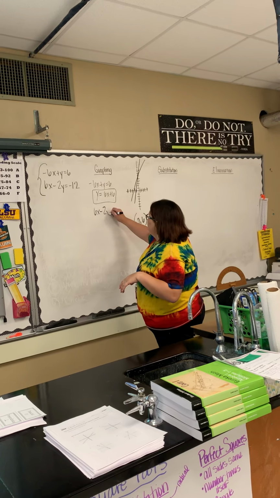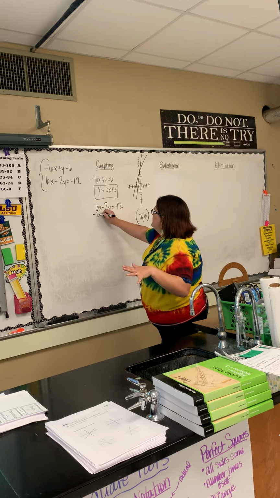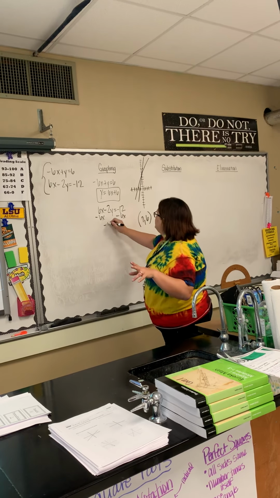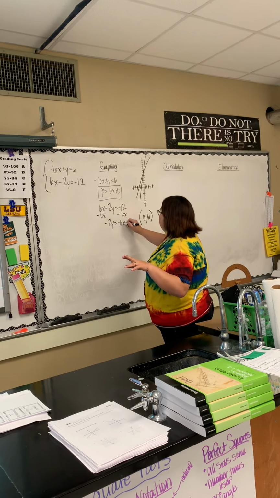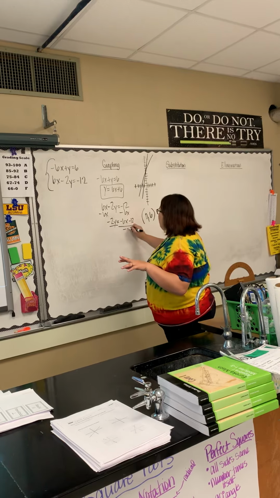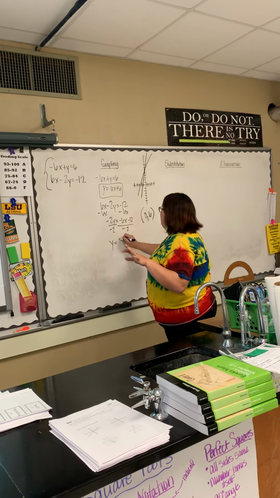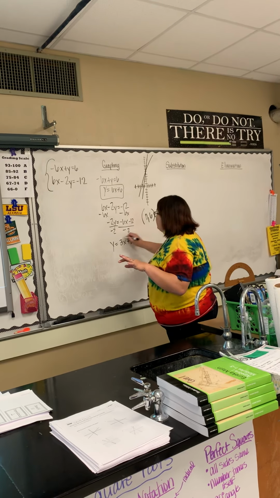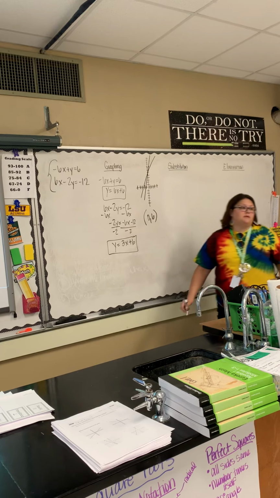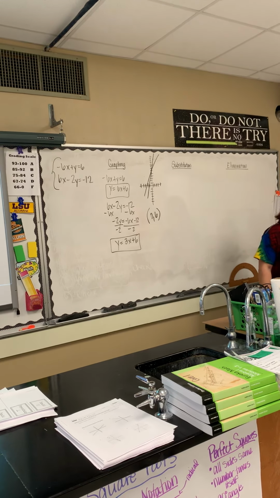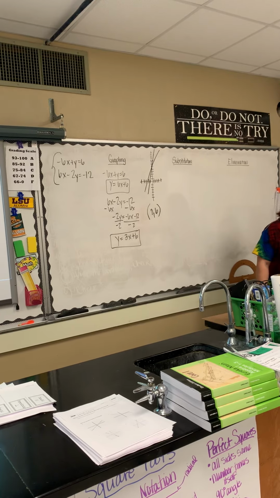The second one, I'm going to do the same thing. Take that x and squinch it to the other side. Divide by the -2. Yes, I'm going fast because you already know how to do this. You can slow it up when you're doing your problem. So I got them in y equals mx plus b. So what do we do? Graph them.